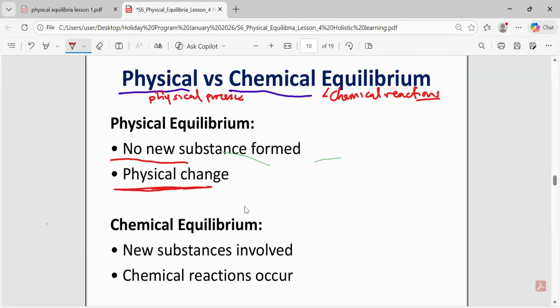But here in a chemical equilibria, we are looking at a new substance involved, compared to what we are looking at in the physical equilibria. And then we're saying that chemical reactions occur.